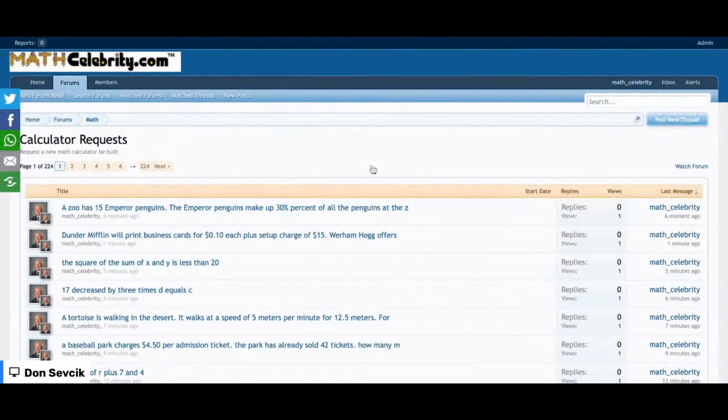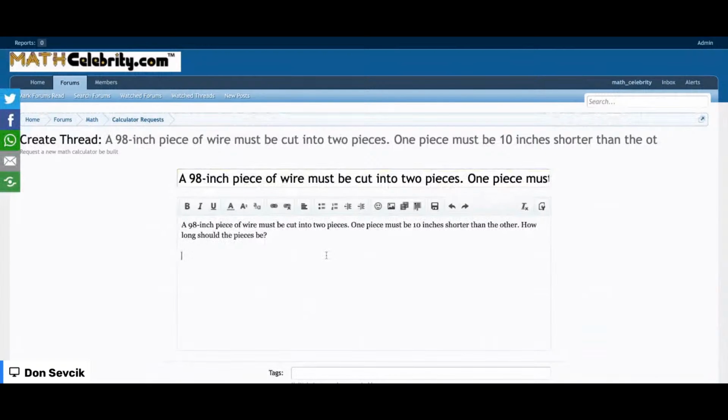Now a wire problem. A 98-inch piece of wire must be cut into 2 pieces. One piece must be 10 inches shorter than the other. How long should the pieces be? Key phrase in this problem is 2 pieces. That's good because you only care about 2 pieces. Whatever's cut on one side, the other side is going to be the full length minus that length, and that's it.